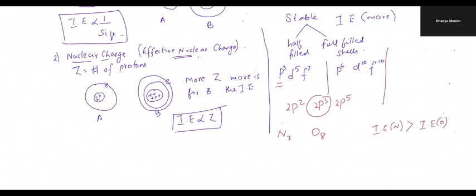For nitrogen, it is 1s2, 2s2, 2p3. For oxygen, it is 1s2, 2s2, 2p4. So who has the half-filled p orbitals? Nitrogen has a stable configuration, a stable half-filled configuration, because it has a half-filled p subshell. So ionization energy is exceptionally high for these kinds of stable configurations.